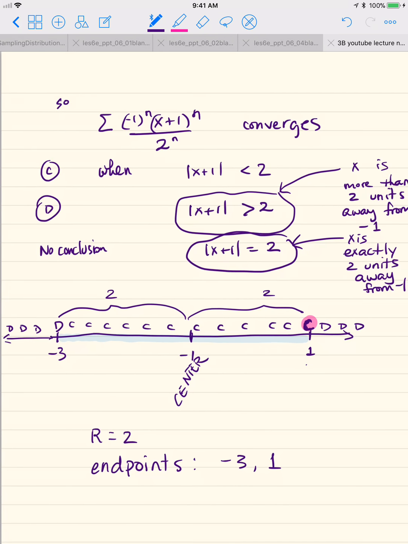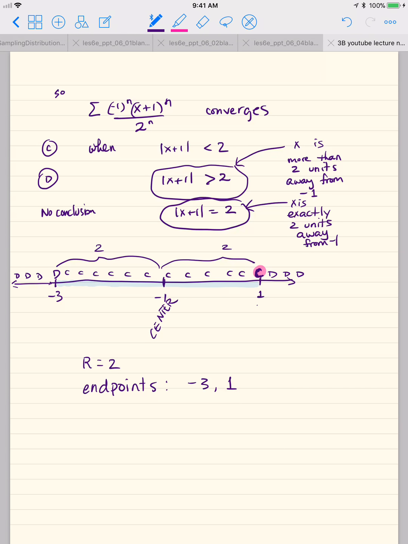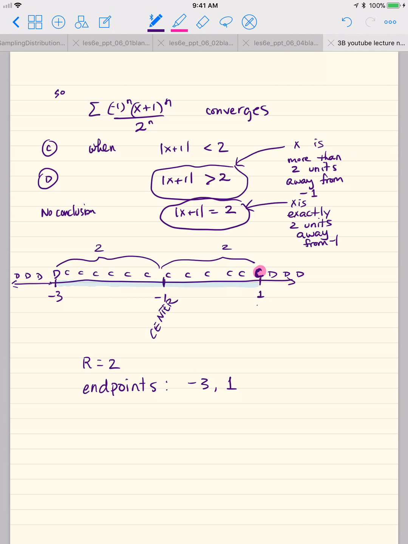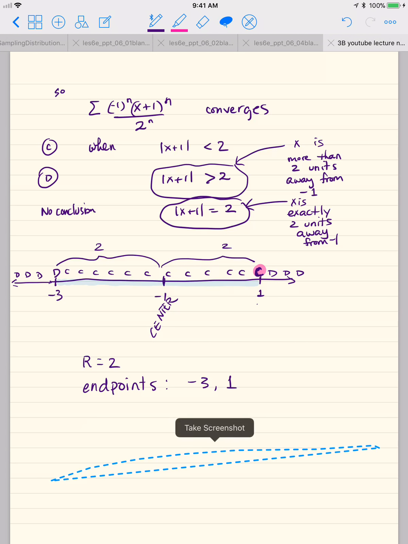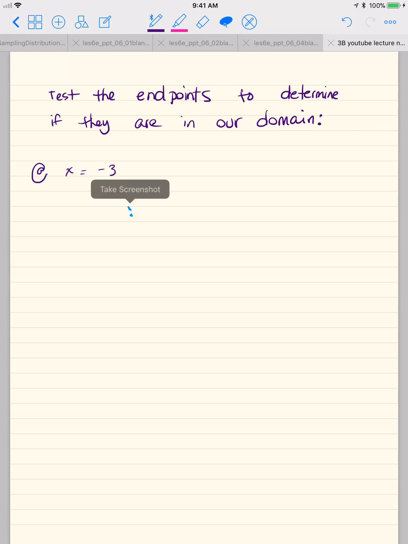Okay. So what are our endpoints? Our endpoints are -3. What does it mean to test the endpoint of -3? I'm going to put in x equals -3. Let's see if our series converges or if it diverges. So now what do we have? Copy and paste. So what is this series going to equal?